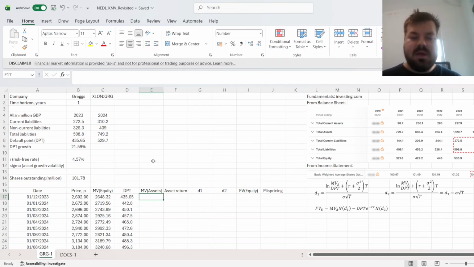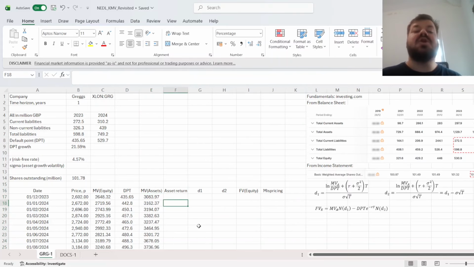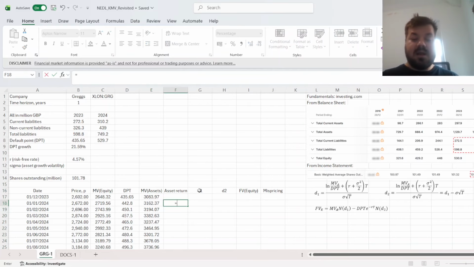And here the idea is very simple. As we know, the accounting identity that assets is liabilities plus equity, we can use that to have a starting point for our model, saying that the market value of assets equals market value of equity plus the default point. And that allows us to have an initial starting point for our calculations, because that allows us to calculate asset returns for every single month, market value of assets this month over the previous month minus 1.